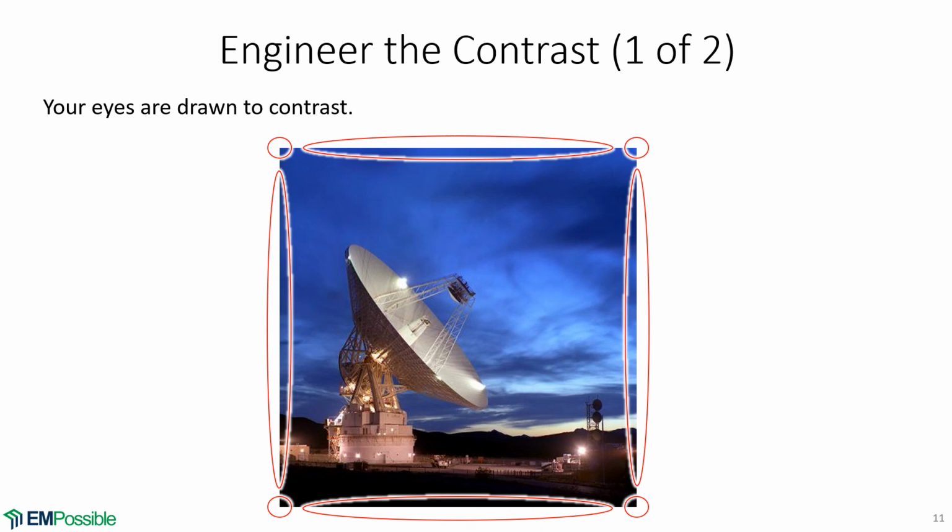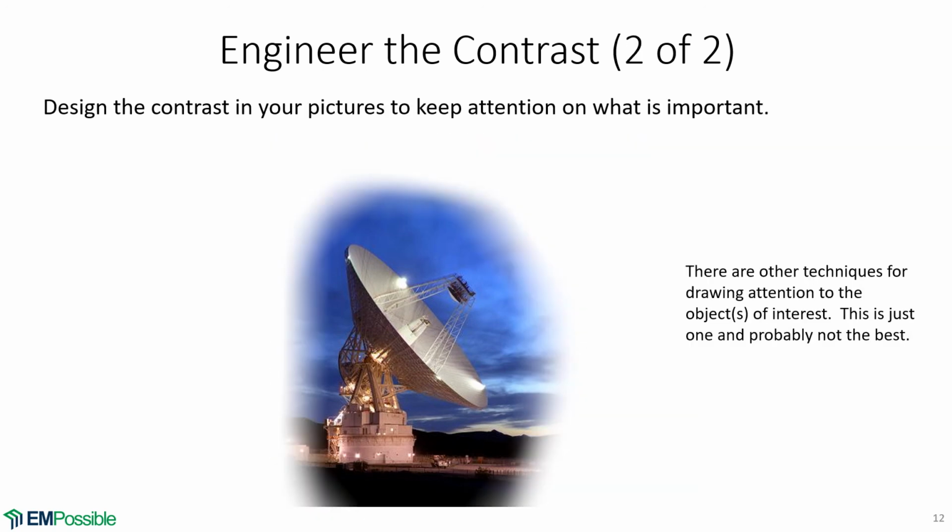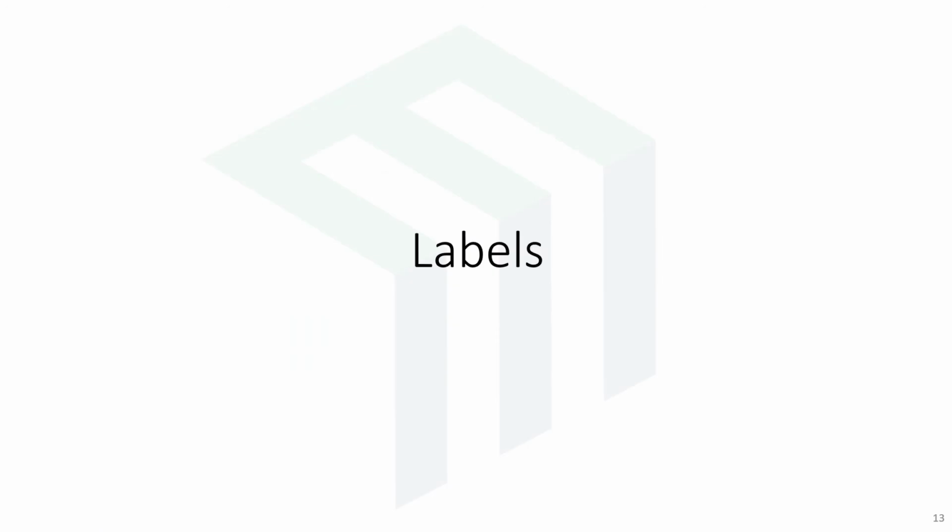So one quick ugly thing we can do is just simply blur the edges. Now, boom, your eyes go much more immediately to that satellite dish. Even better, somehow erase all of the background and just have that satellite dish and nothing else. But a quick dirty trick is to blur the edges. Let's go on to labels.